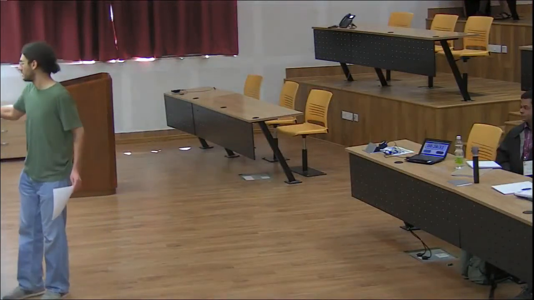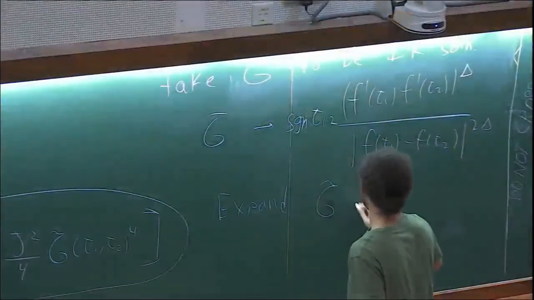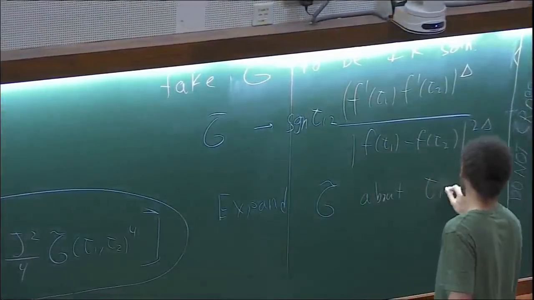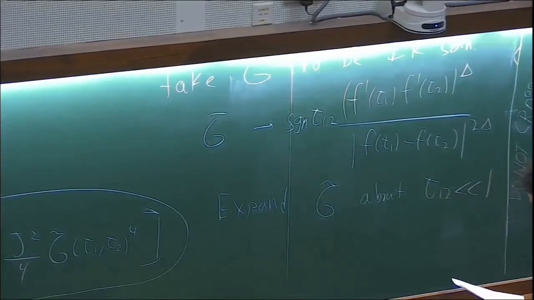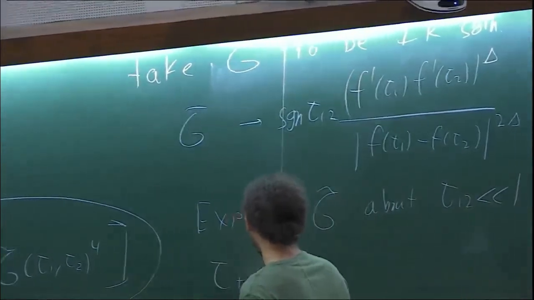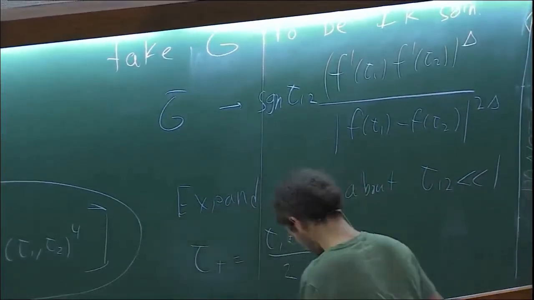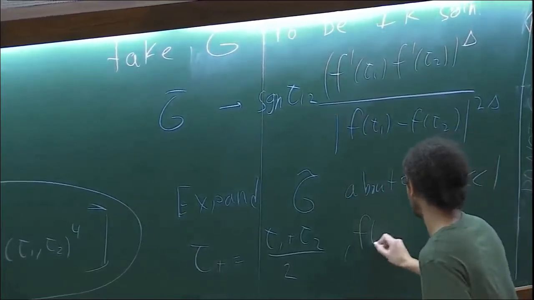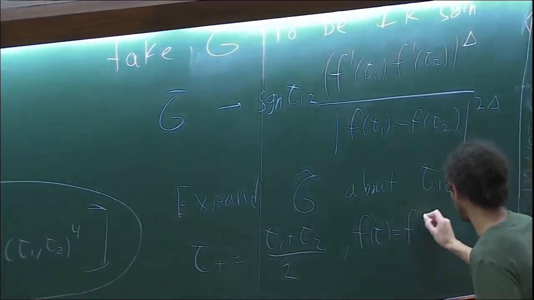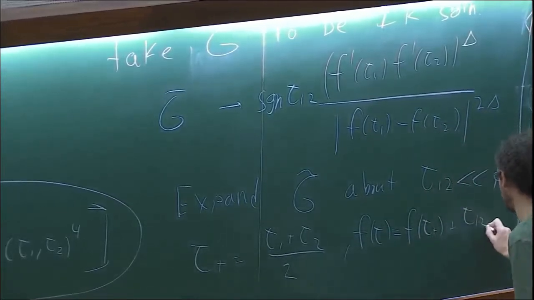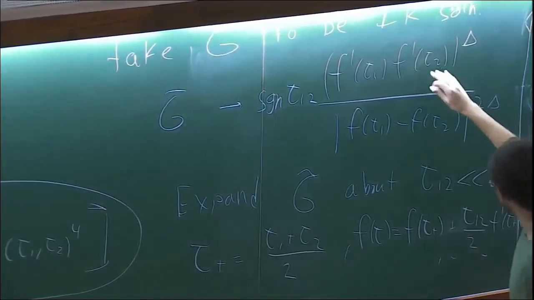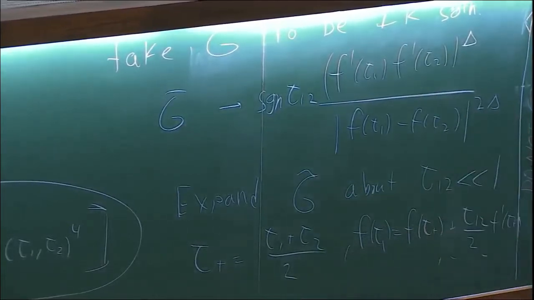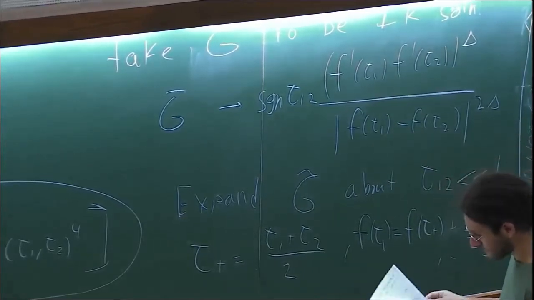So I expand G tilde about tau 1,2 much less than 1. So very small tau 1 minus tau 2. So I define tau plus to be tau 1 plus tau 2 over 2. And then I just expand f of tau as f of tau plus tau 1,2 over 2 f prime of tau plus. Just a Taylor expansion of these terms here about tau plus. So I just take the time difference between tau 1 and tau 2 as small, and I Taylor expand the terms here.